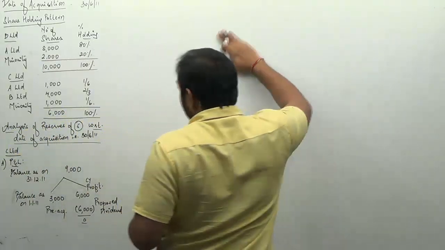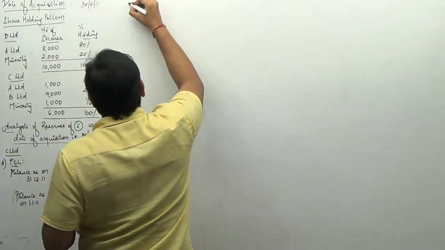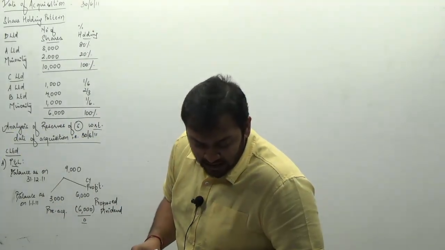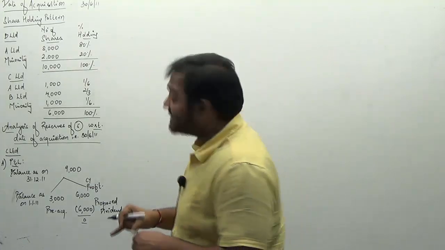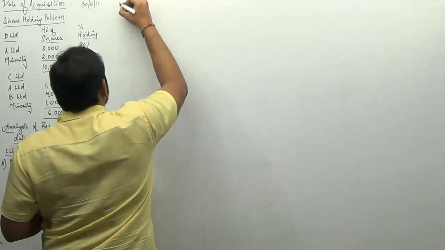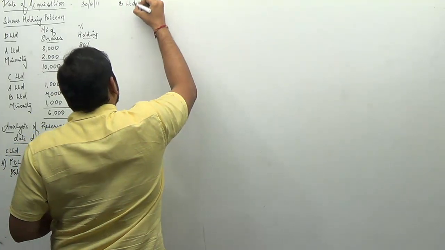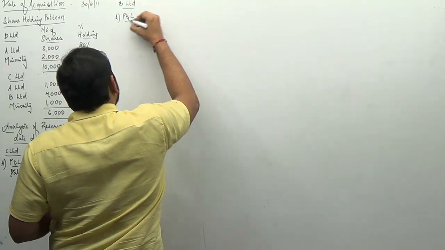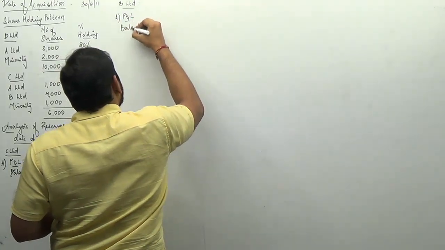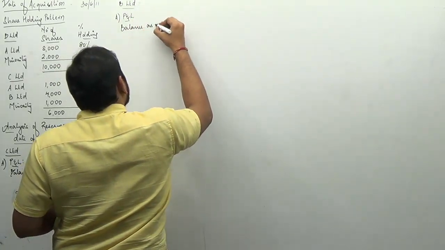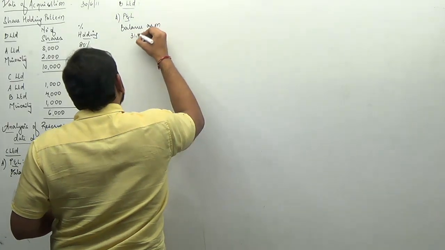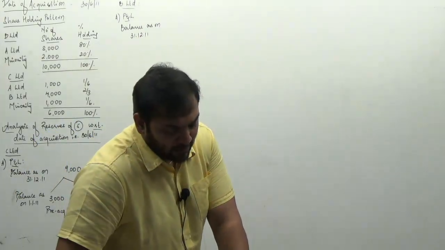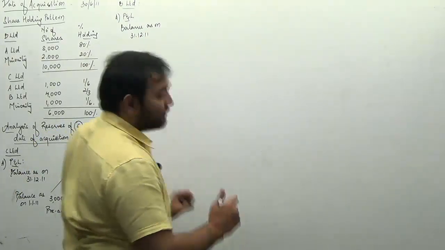So let's see B Limited. B Limited has an unrealized profit also. One more adjustment is there. B Limited P&L balance as on 31st December 2011 is 12,000.